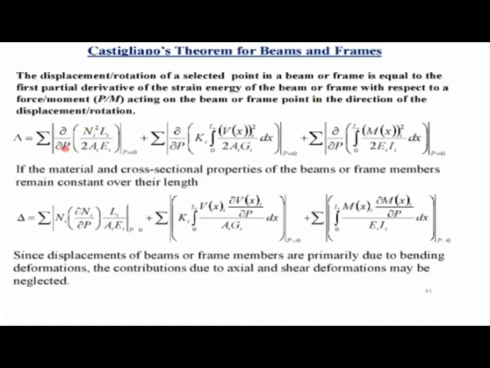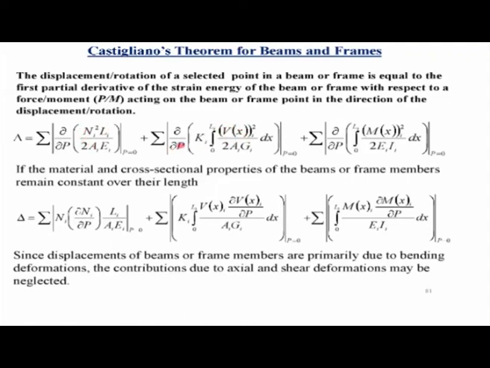So here again, you take the internal strain energies due to axial deformation, shear deformation and bending deformation, and take the partial derivative of the internal strain energy with respect to that load P that you are applying to calculate the deflection. Here the internal strain energy due to axial deformation is Ni square Li over 2AE. Now this Ni will be a function of P, because it is the axial force due to applied external loads as well as the load P, applied together.